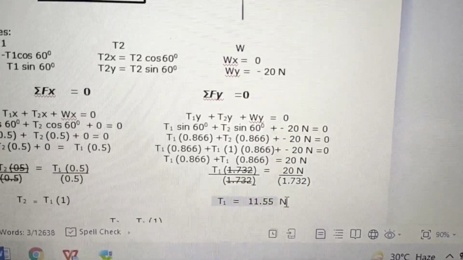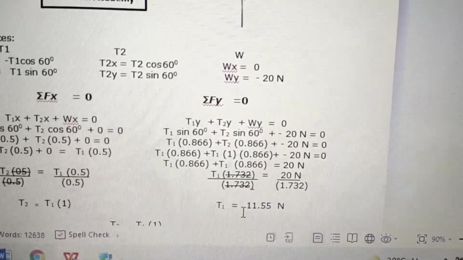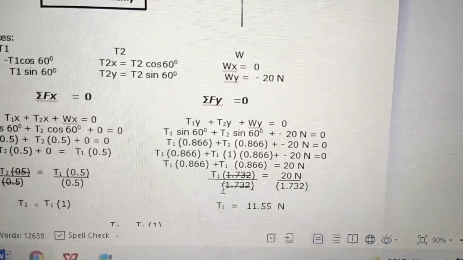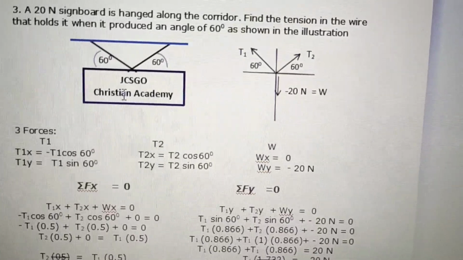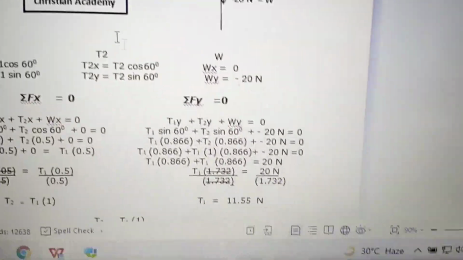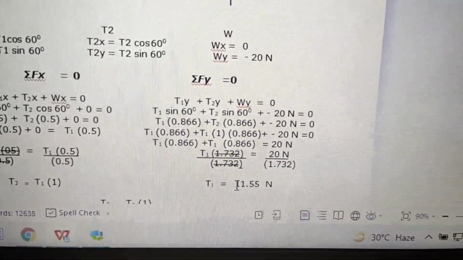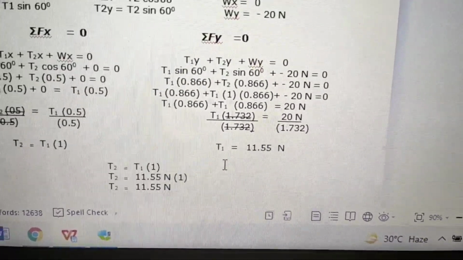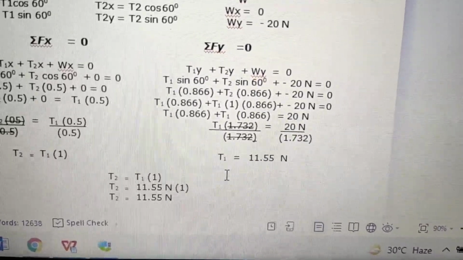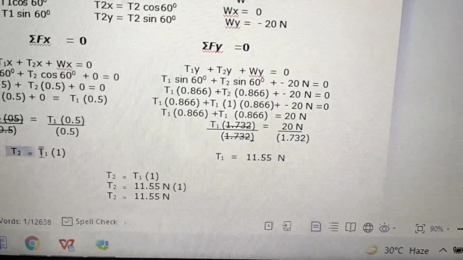This is the value of force that is applied or exerted in order for our signboard to be in a balanced state. So that is the value for wire number 1. So how about our T2? What is the value of the force that is exerted in our T2? So we get this one.